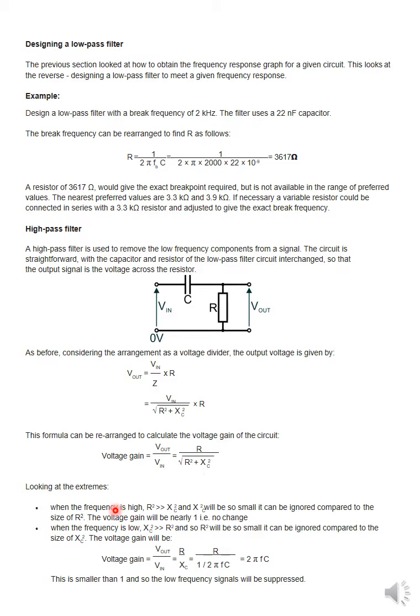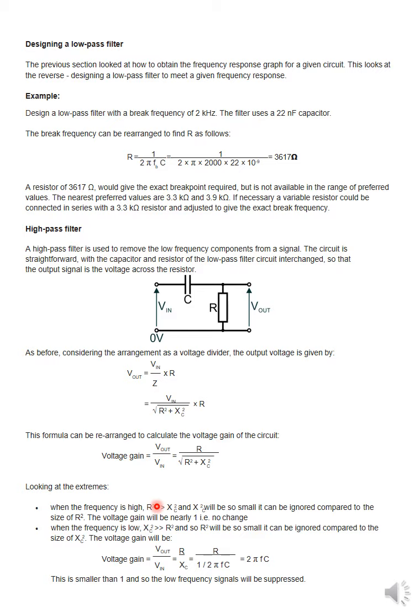Looking at the extremes, when the frequency is high, then R square is greater than Xc square, and Xc square will be so small that it can be ignored compared to the size of R square. So Xc square will be basically 0, or very small as compared to R square. So R will cancel with R, and when the frequency is high, the voltage gain will equal 1. Whatever you are applying in that range, the output equals the value of the input.